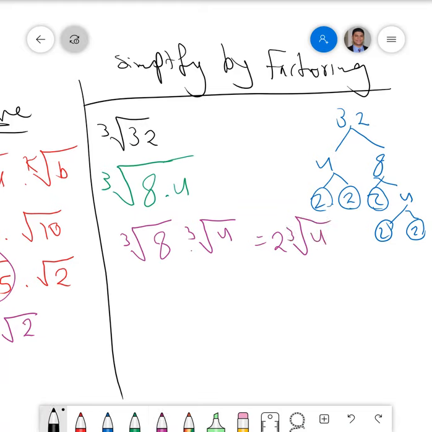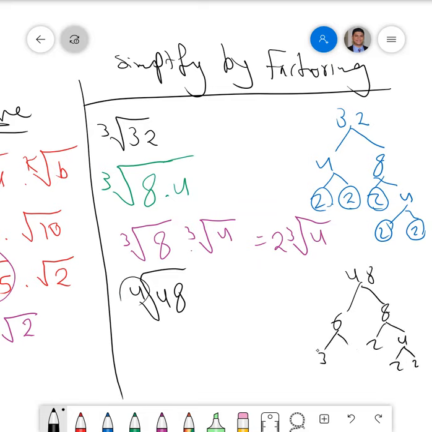Another example, fourth root of 48. So we need to find here two factors. One of them we can find the fourth root of, as we learned. 48, so we can factor it as 6 times 8, and 8 is 2 times 4, 2 times 2, 6 is 3 times 2. So here we have four 2's. That means we can rewrite it as fourth root of 16 times 3. So fourth root of 16 is 2.